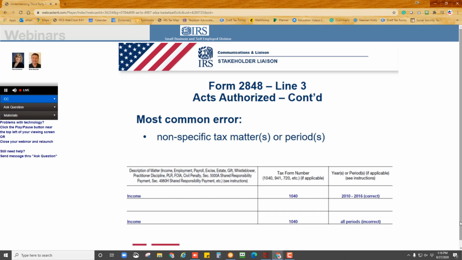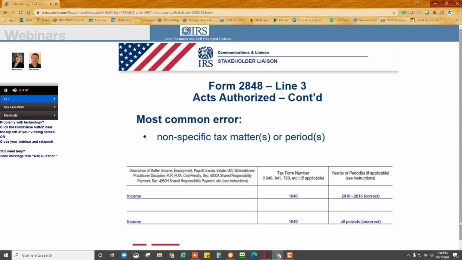Similarly, for business accounts, you couldn't use the term all quarters. That would not be acceptable unless you put a specific year or years with it. List, for example, in a business account, 2018 through 2020, all quarters. And that's acceptable because it's all quarters for that period, 2018 through 2020.